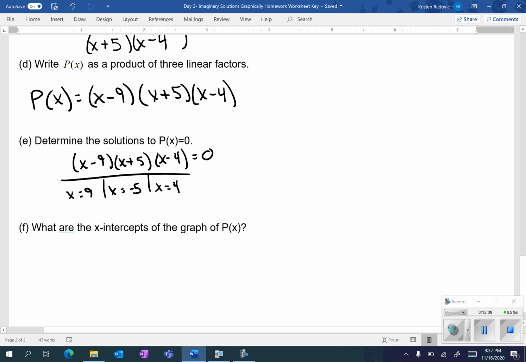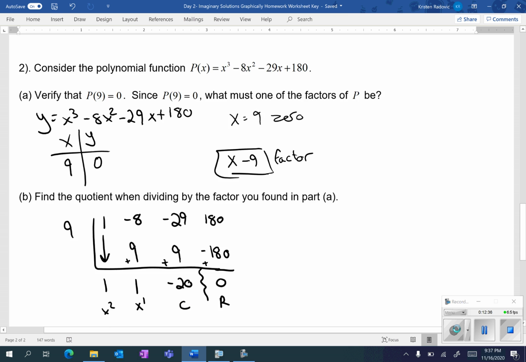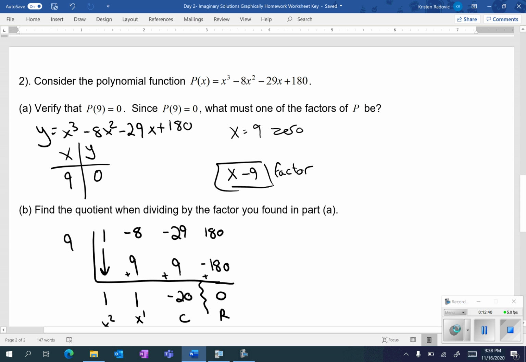So that means I can use my solutions to find my intercepts. I'm going to have 9, 0 as one coordinate, negative 5, 0 as another, and 4, 0 as my third x-intercept on the graph. And keep in mind that this couldn't be done by factoring originally. If we go back up to the top, this couldn't be factored by grouping. So since you can't factor it, your only alternative is to figure out what one factor is, like in part A, dividing by the factor, and then trying to factor the quotient like we did here.